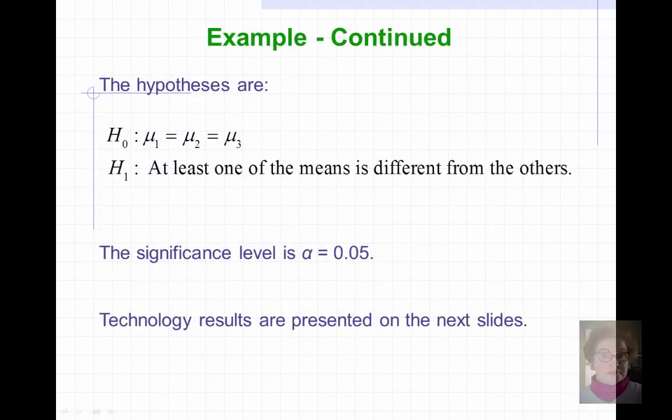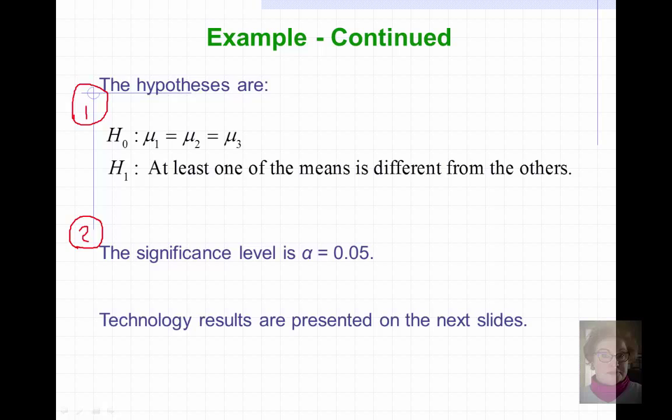In step 1, the 3 means are equal. Our alternative is at least one of the means is different. In step 2, we're going to set our significance level, and we're going to set that at 0.05. And then we're going to look at the technology on the next slides.